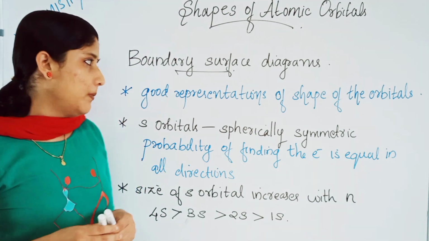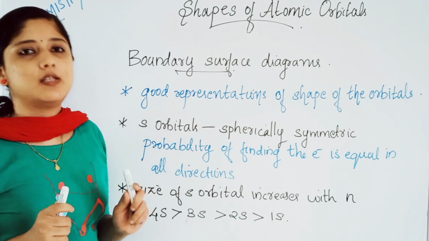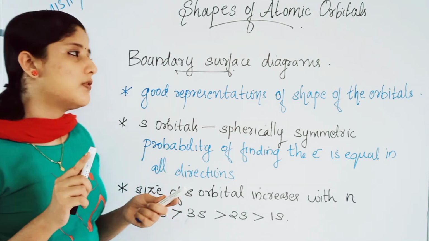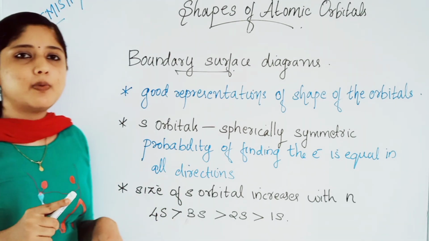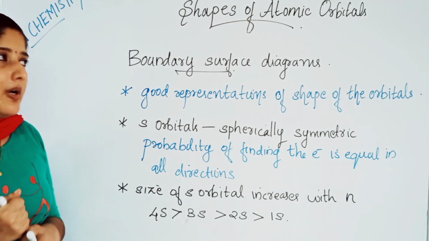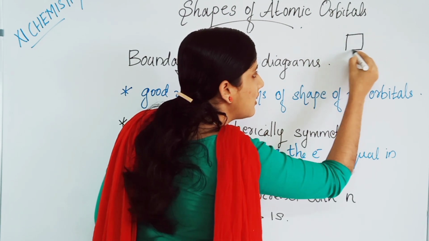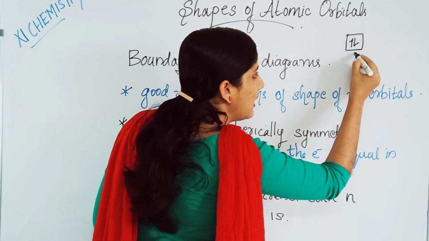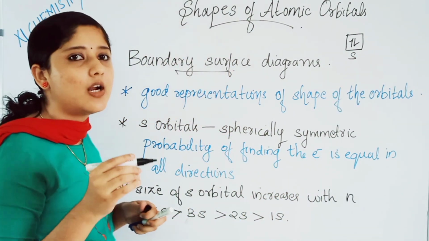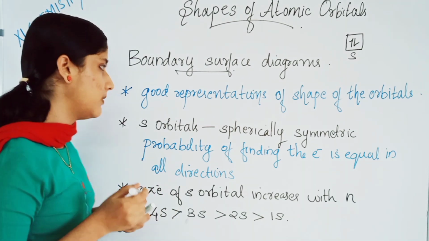Like the plots we have already drawn, we can also represent orbitals with boundary surface diagrams. It's a good representation for the shape of orbitals. The s subshell has how many orbitals? Only one, isn't it? Which contains 2 electrons. 1s, 2s: the s subshell contains only one orbital, with a maximum of 2 electrons.